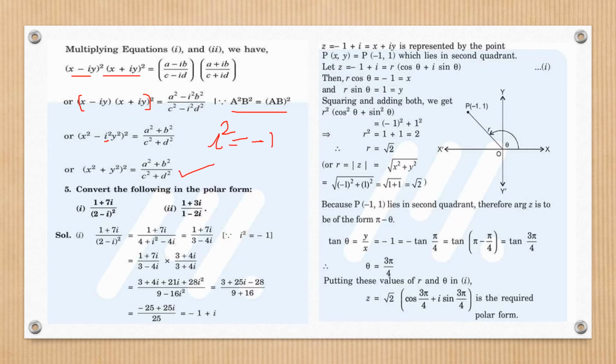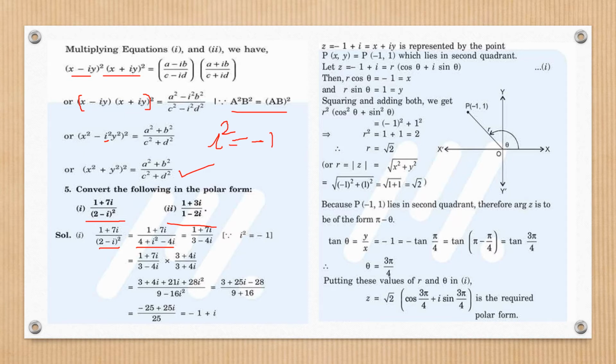Number 5 is convert the following to polar form. So number 1 and number 2 are there. Firstly, we need to understand that for converting to polar form, I must express it in the form a + ib. So for this, I will first open the bracket of the denominator, using (a - b)², and it becomes 3 - 4i by replacing i² with -1.